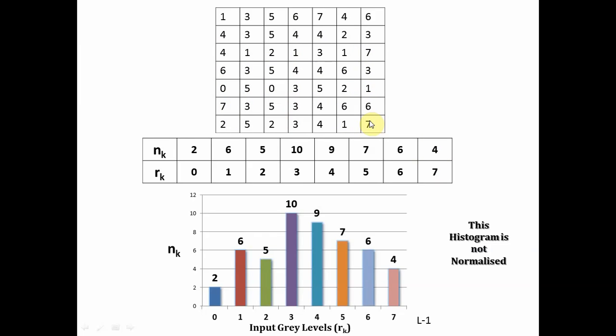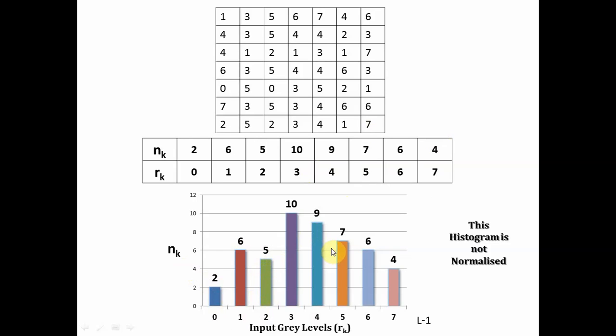Now I will draw a table which contains the gray level r_k and the number of pixels for that gray level. 0 repeats twice, 1 repeats 6 times, 2 has 5 pixels, gray level 3 has 10, 4 has 9, 5 has 7, 6 has 6, and 7 has 4. From this I can draw the histogram. 0 repeats twice, 1 repeats 6, and so on.